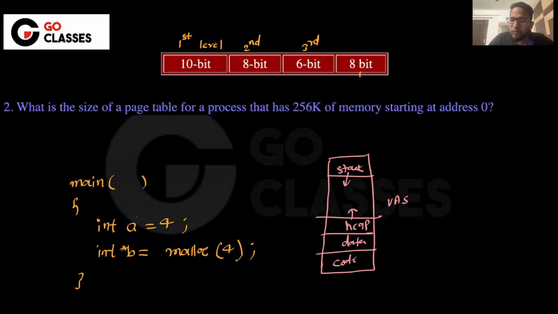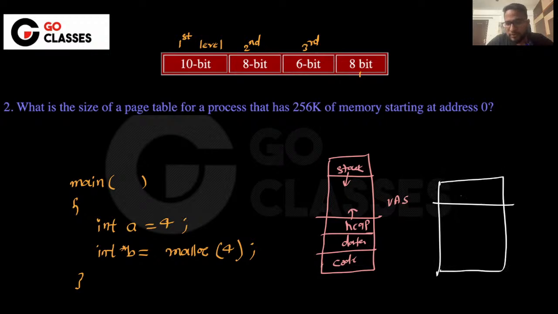For a it will take 4 bytes, which might be in the stack. For b it might take some bytes, and b will also be in the stack, and the heap will have the 4 bytes, because malloc gives 4 bytes from the heap. If I draw the layout, in the stack you will have a, and the b variable is in the stack only. These are in the main stack, the stack of main.c. If there is some other function, there will be another stack on top of this stack, but currently let's suppose this is the only function.